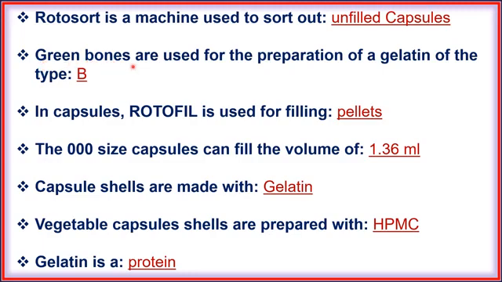Next, green bones are used for the preparation of a gelatin of type B. Next, in capsule, rotofill is used for filling pellets. Next, the 000 size capsule can fill the volume of 1.36 ml. Next, capsule cells are made with gelatin. Next, vegetable capsule cells are prepared with HPMC. Next, gelatin is a protein.